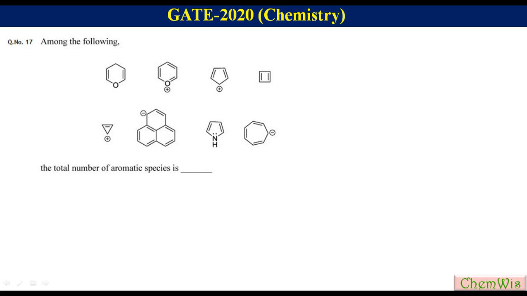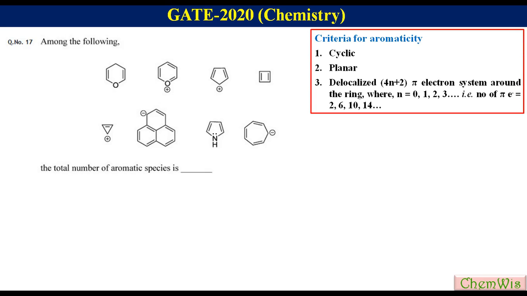In question number 17, we have to find the total number of aromatic compounds. For a molecule to be aromatic, it should be cyclic and planar with delocalized 4n plus 2 pi electrons around the ring, where n is equal to 0, 1, 2 and 3, etc. That means the number of pi electrons should be 2, 6, 10, 14, etc.